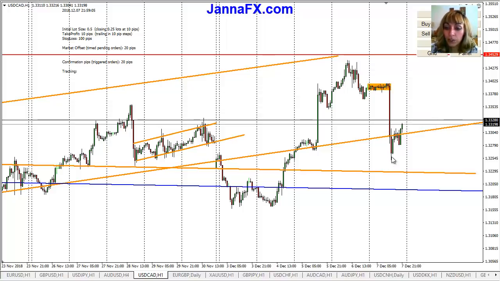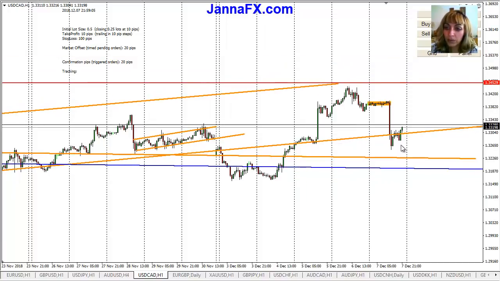Look at that, which now has come back into this area, so it didn't continue all the way. Okay, and now I'm waiting for consolidation. So easy with dollar Canadian. If it will consolidate around this level, then I will be placing orders. Okay, as you know, again, sell order and buy order, pending. Okay, buy stop, sell stop.